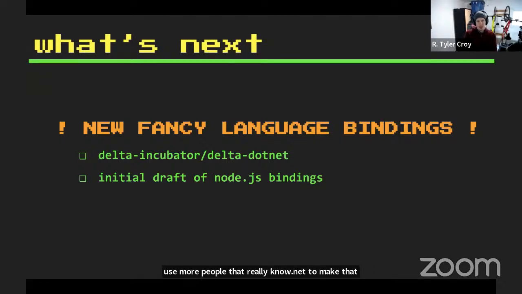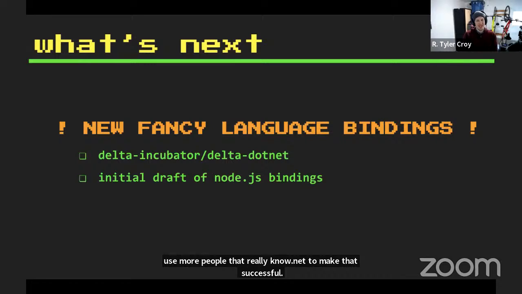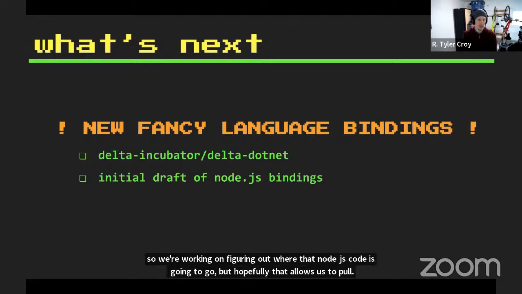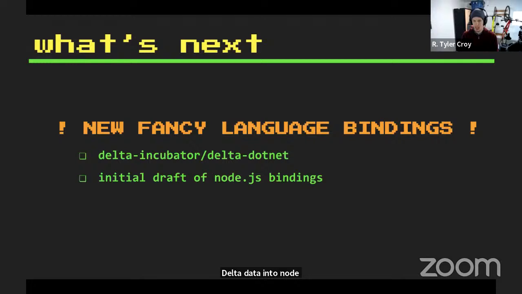And literally yesterday, one of the sporadic contributors to Delta RS proposed some node bindings, which is really exciting to see. One of the reasons that we originally invested in Rust is because Rust is very portable and embeddable to these other languages. And so we're working on figuring out where that Node.js code is going to go, but hopefully that allows us to pull Delta data into Node or other V8-based JavaScript runtimes, which is very exciting.